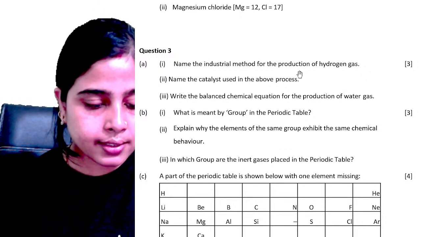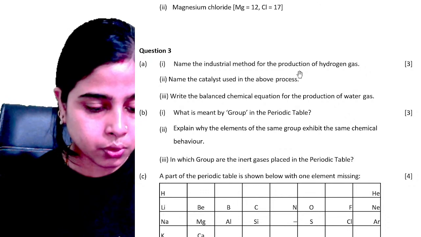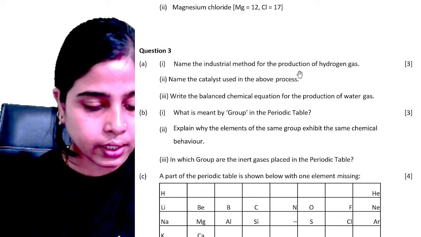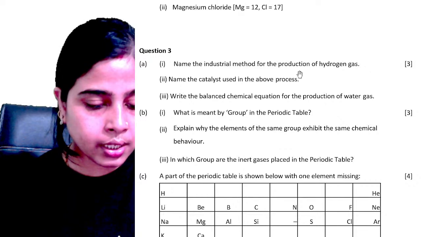Ma'am, the date sheet for the exam has come. Okay, Himanshu, for class 10. Yes. Ma'am, orbital structure and electron dot was there in semester 1. Is it also in semester 2?